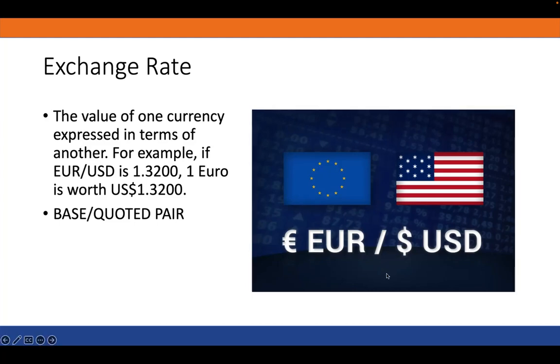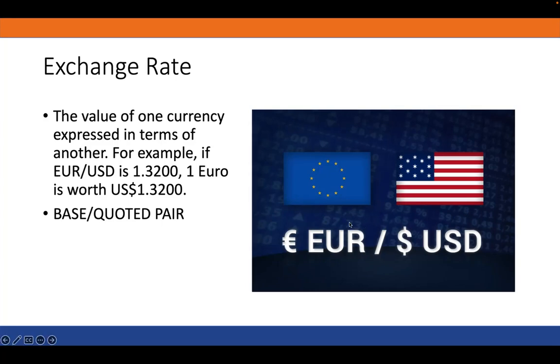So let's say I go to the bank, I want to buy euros. You want to buy euro, it means you have a quoted currency of USD. Now 1 euro is worth 1.32 USD. So for you to get 1 euro, you have to have 1.32 USD. I hope you understand.